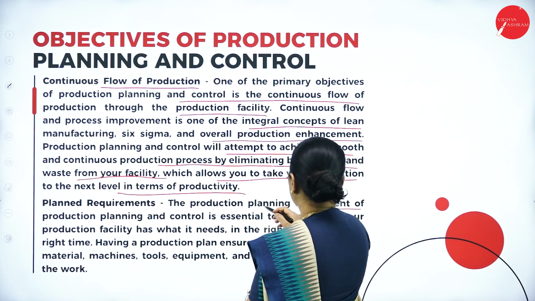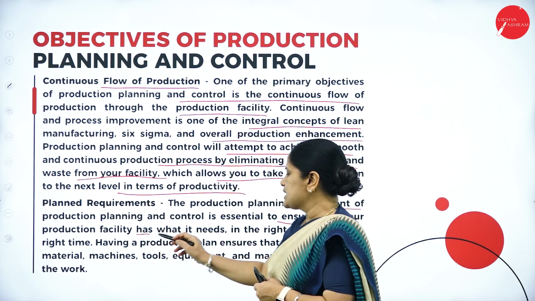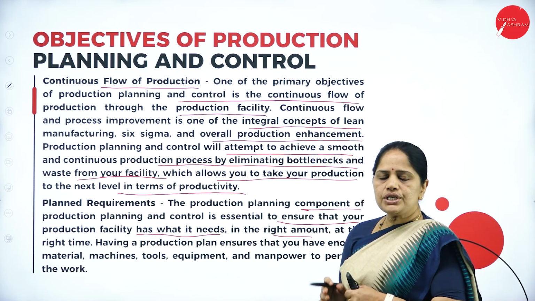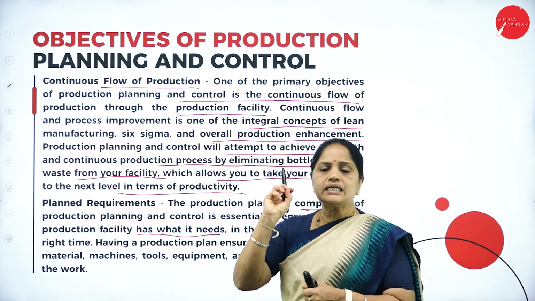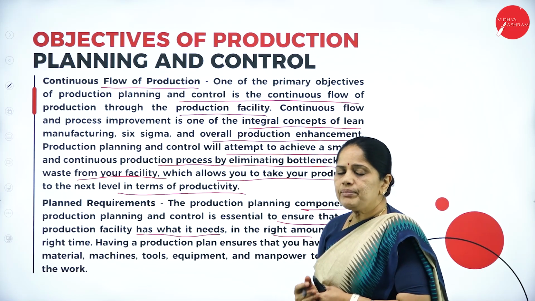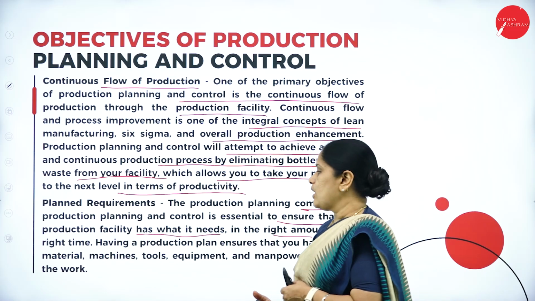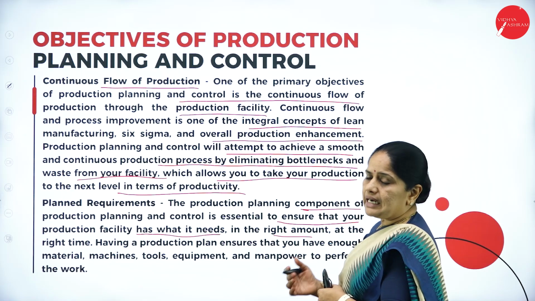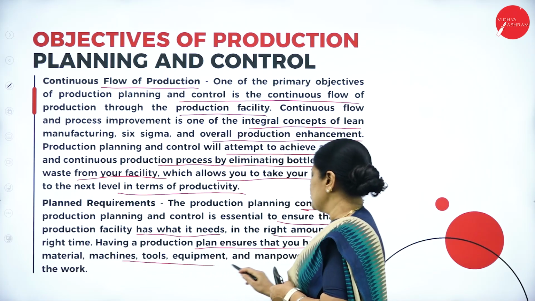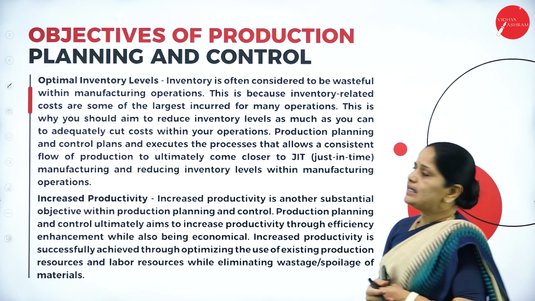Planned requirements. The production planning and control component is essential to ensure that the production facility has what it needs in the right amount and at the right time. So in addition to the stock of raw materials, we need certain other spare parts or tools which are necessary, and it will be the duty of the production planning department to ensure that all these materials are also available at the right time and in the right quantity. So it ensures that you have enough material, machines, tools, equipment, and manpower to perform the work.